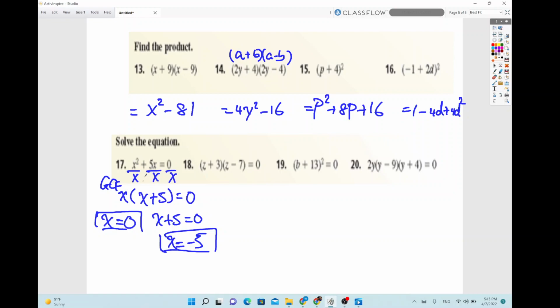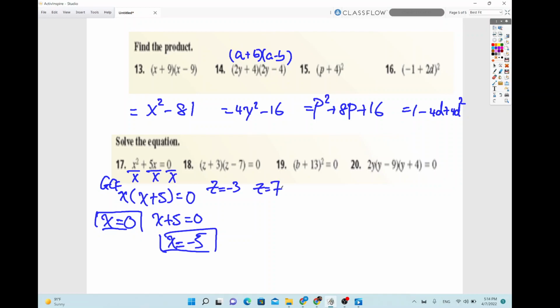So 0 squared is 0. 5 times 0 is 0. So 0 plus 0 is always 0. Negative 5, same thing. Negative 5 quantity squared is 25. 5 times negative 5 is negative 25. So 25 minus 25 is 0. For the next one, this one is already set. So that means z equals negative 3, and also z could be what? 7. So again, each one of those factors could be 0.